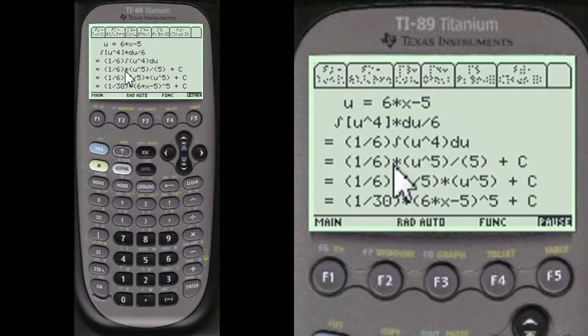So now we've got 1/6 times the integral of u to the 4th, and we get u to the 5th divided by 5, okay? So now this constant has to come out of here too. So we have 1/6 times 1/5 times u to the 5th plus C. Well, 1/6 times 1/5 is 1/30, and then we substitute back in for u: 6x minus 5 to the 5th power plus C.